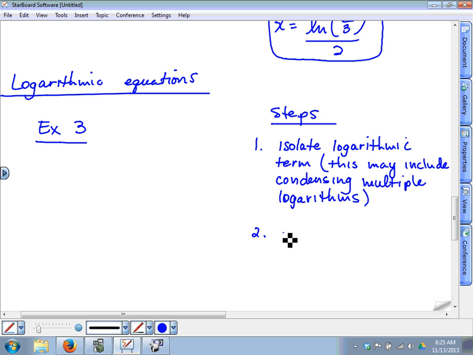Step 2. This is a funky word. Exponentiate both sides of the equation. Exponentiate means you raise, or you put a base on both sides, basically. Whatever expressions are there, those become exponents.